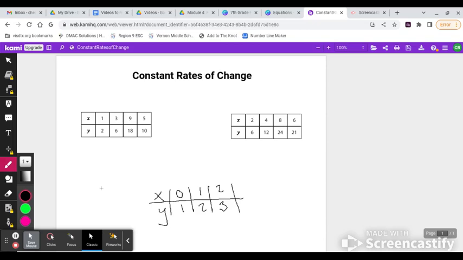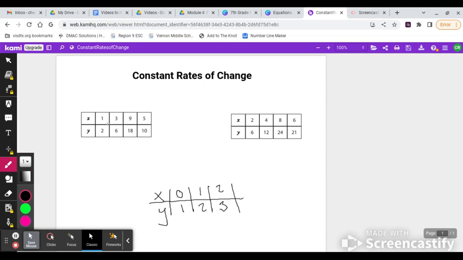We're talking about constant rates of change, and that is exactly what it sounds like. It's how much everything is changing and if it's constant or not. So in 7th grade, we talk about linear functions. Now, linear means a straight line. So if that line is straight, that means it's going to have a constant rate of change.